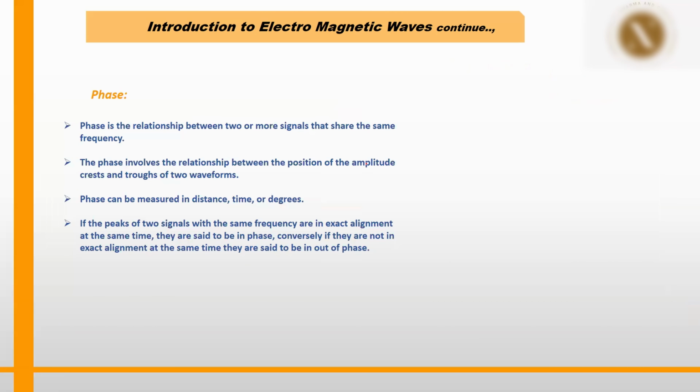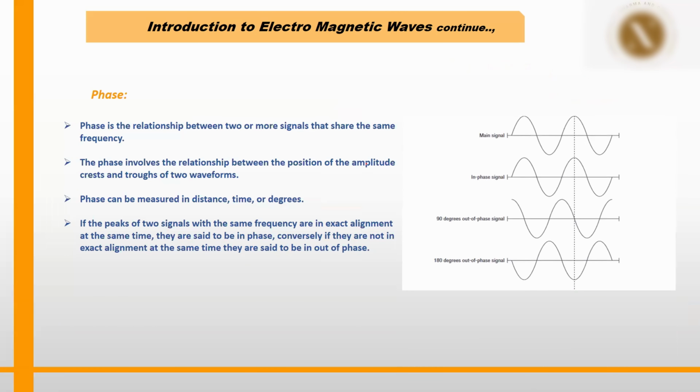And the next concept is phase, which is a very important concept. Phase is the relationship between two or more signals that share the same frequency. Phase is relative to two waves. We are not talking about a single wave, but two waves we are comparing. Suppose this is the main signal, the ideal signal, and you are sending one signal and it matches the ideal signal. Then it is in phase.